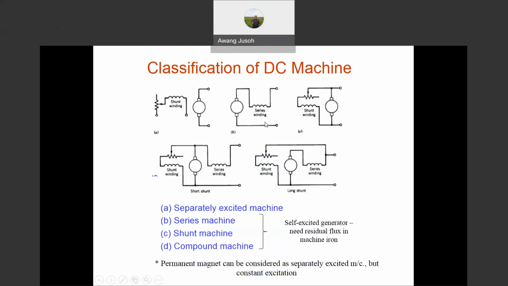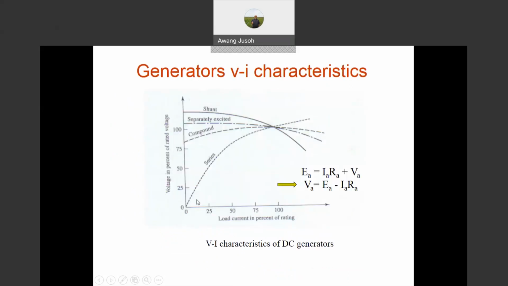That's why you can see it like that. The bigger the flux, the bigger the IA, the bigger the voltage generated in the machine. That's why you can see the profile like that. So the bigger the IA, the bigger the voltage induced. The bigger the IA, the bigger the voltage. That's for the series machine.